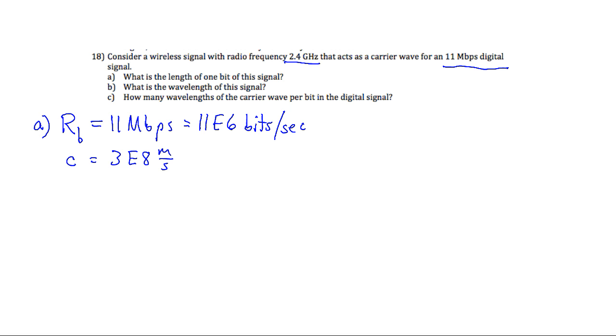What I'm going to do is calculate the bit period and then calculate how far the wave went in that bit period. The bit period is 1 over the bit rate, so it's 1 over 11 times 10 to the 6th. And I type that in on my calculator. 1 divided by 11 times 10 to the 6th is equal to 9.1 times 10 to the minus 8th. And that is seconds.